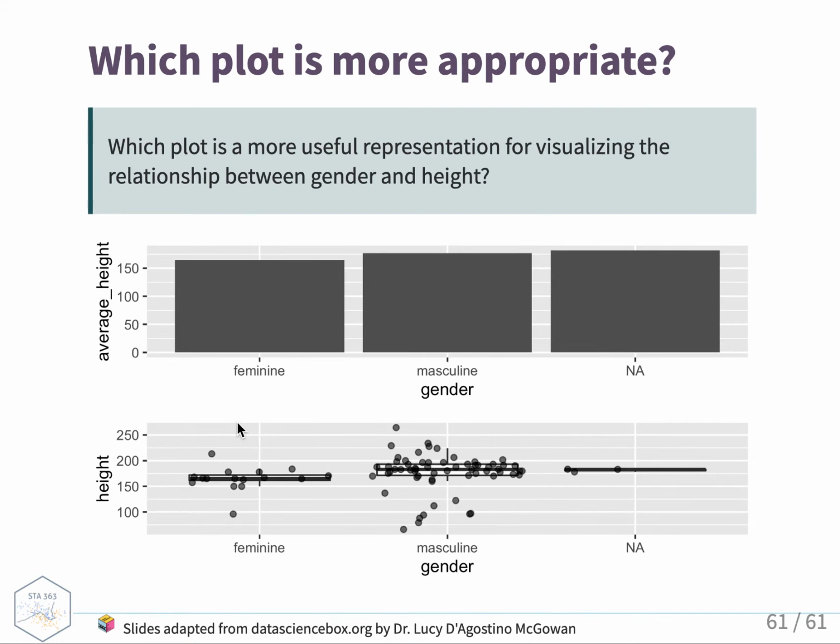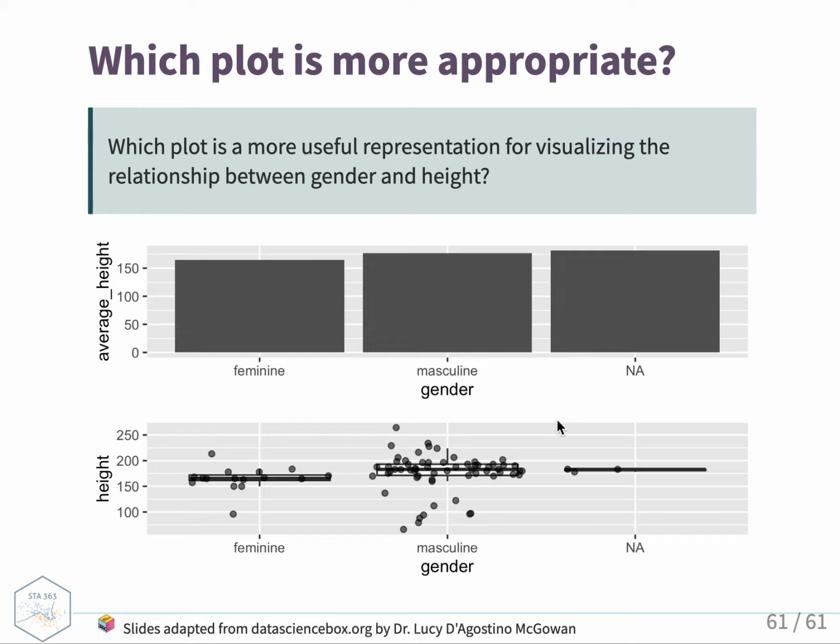Okay, so which of these do you think is a better plot or a more useful representation for visualizing the relationship between gender and height? This gets back to that show your data piece. If we just use a bar plot to show the relationship between height and gender, we really mask a lot of information. It doesn't give us a good sense of what's going on. It only tells us the average. And it's also hard to tell the difference between these because they don't look that different.